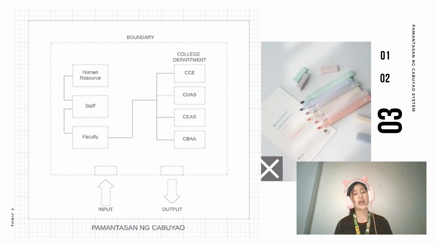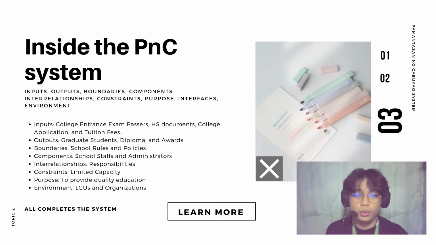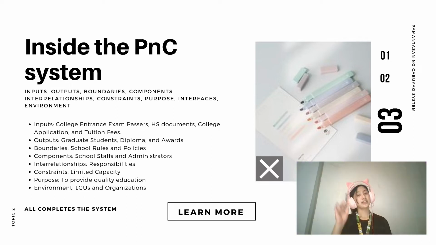Now, I want the pair I'll be calling to discuss what they have read but relate it to this diagram of our university. Now, for the inputs and outputs, let me call on MJ and RK. The inputs of Pamantasan ng Cabuyao are the students who pass the college exam of freshmen. We can also consider the high school documents, college applications, and tuition fees as inputs, while outputs are the graduate students with their diplomas and awards. That's correct. Now, for the boundaries, Ichan and Ligaya.